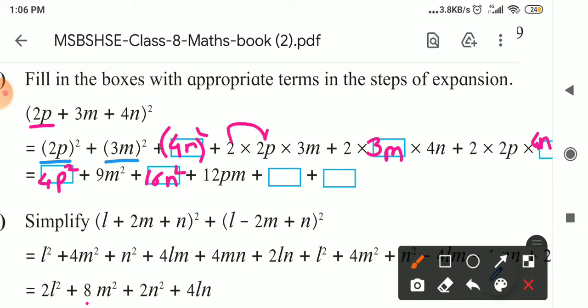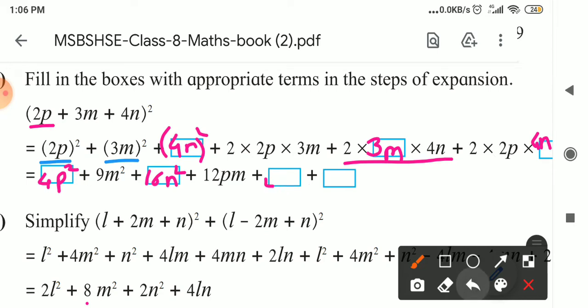2 2s are 4, 4 3s are 12, p into m, pm. This multiplication is given here, right? And the next term we have to do the multiplication of this. 3 2s are 6, 6 4s are 24, and m into n is mn. So 24mn.